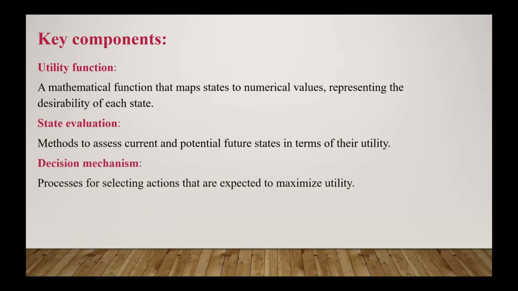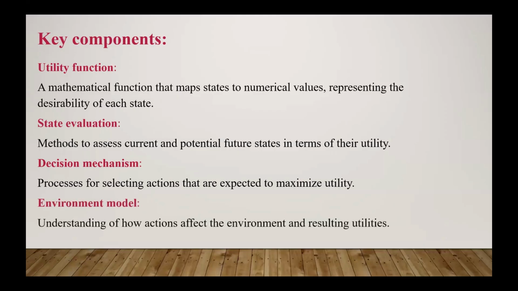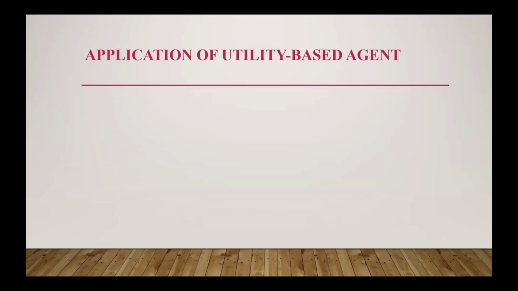Decision mechanism: the process for selecting actions that are expected to give the maximum utility. Here there are multiple ways present, and we have to maximize our utility. Environmental model: understanding how the action affects the environment and the resulting utility. Next we have to know the applications of the utility based agent.